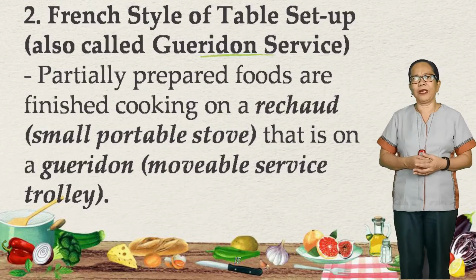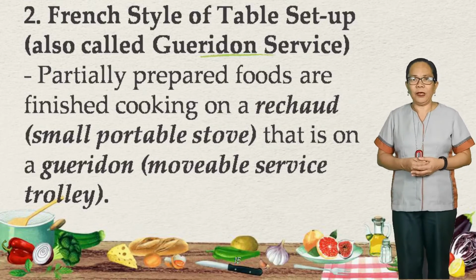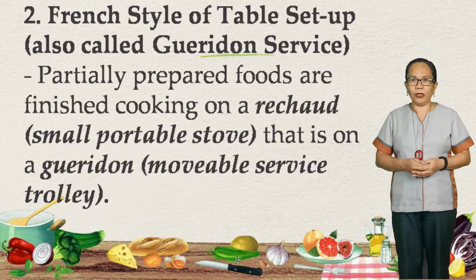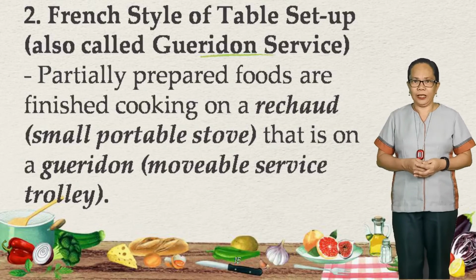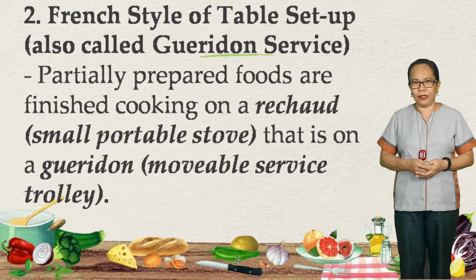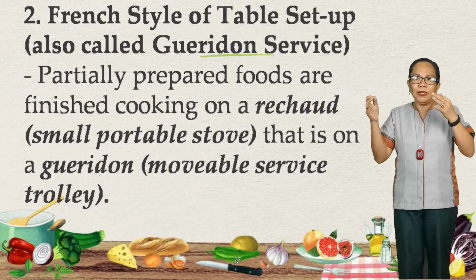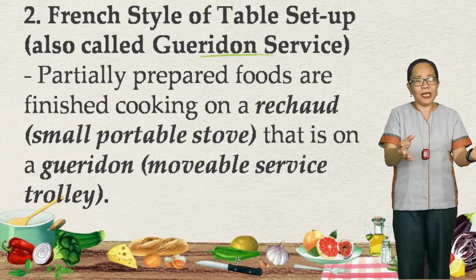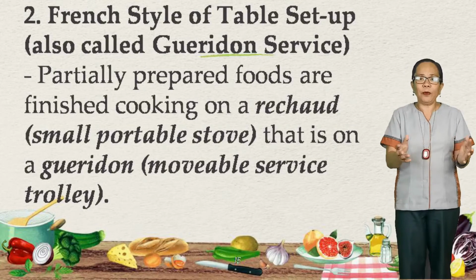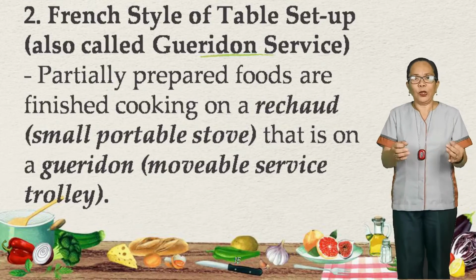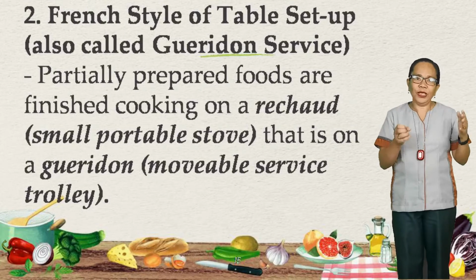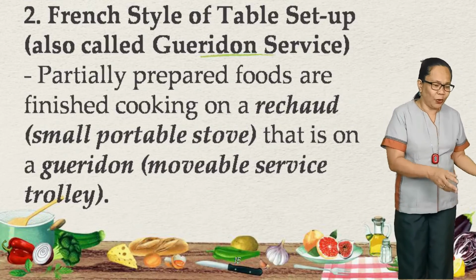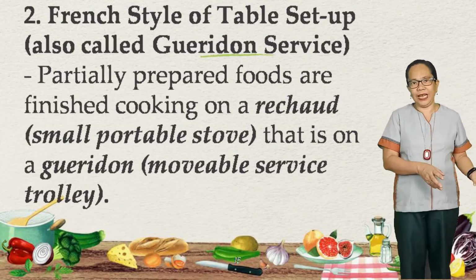Next, we have the French style of table setup, also called guéridon service. Bakit kaya siya tinawag na guéridon service? Partially prepared foods are finished cooking on lechon or the small portable stove that is on a guéridon or the movable service trolley. So, from the kitchen, dadalhin doon sa diner or sa customer, partially prepared siya. Kumbaga, half-cooked pa lamang for example. So, lulutuin yon, no, doon sa small portable stove na nakalagay sa guéridon or sa movable service trolley.